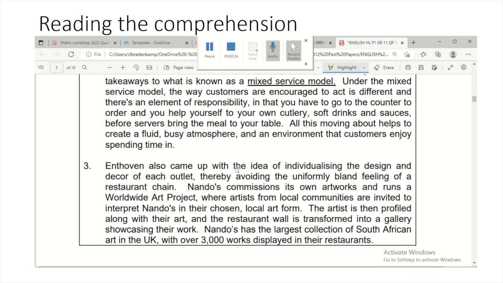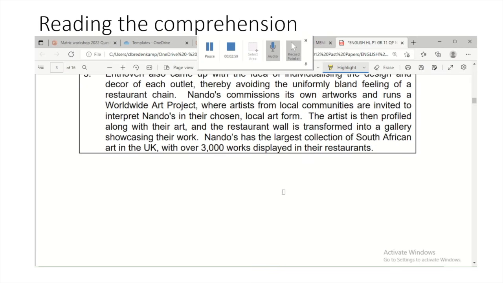Edenhoven also came up with the idea of individualizing the design and decor of each outlet, thereby avoiding the uniformly bland feeling of a chain restaurant. Nando's commissions its own artworks and runs a worldwide art project where artists from local communities are invited to interpret Nando's in their chosen local art form. The artist is then profiled along with their art, and the restaurant wall is transformed into a gallery showcasing their work. Nando's has the largest collection of South African art in the UK, with over 3,000 works displayed in their restaurants.